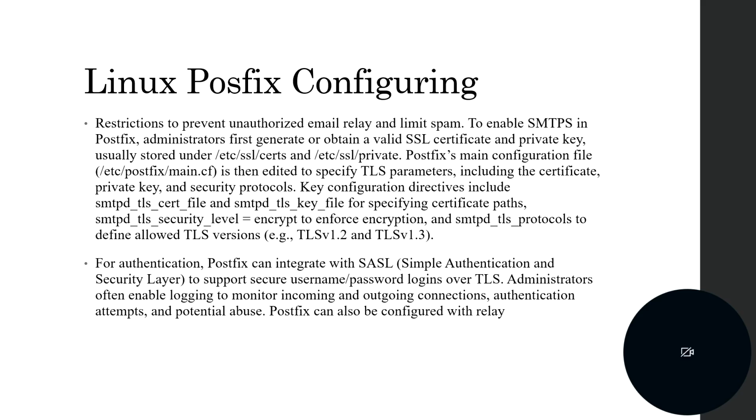Now I'll go over some Postfix configuring, including restrictions to prevent unauthorized email relay and limit spam. To enable SMTPS in Postfix, administrators first generate or obtain a valid SSL certificate and private key, usually stored under /etc/ssl/certs or /etc/ssl/private. Postfix's main configuration file, main.cf, is then edited to specify TLS parameters, including the certificate, private key, and security protocols.